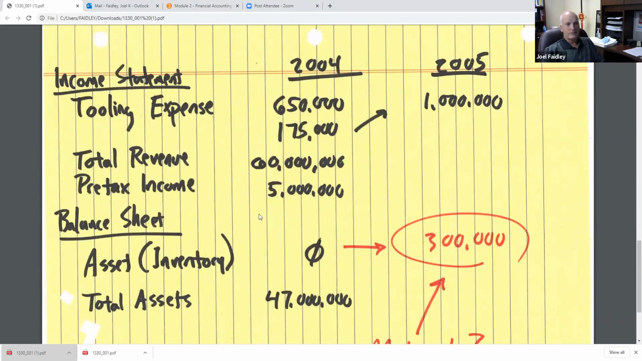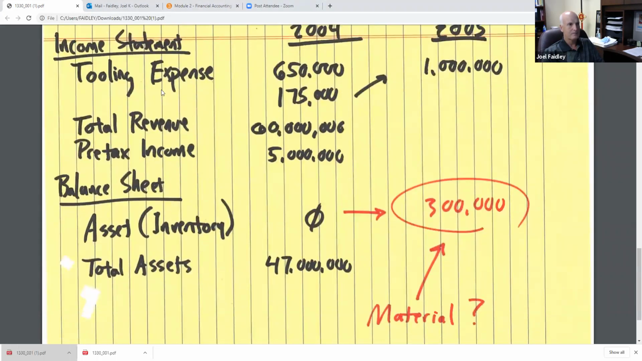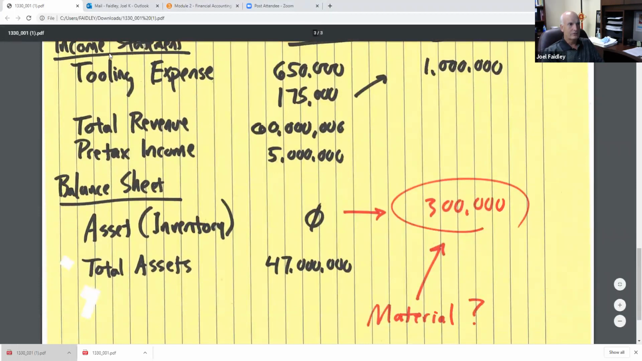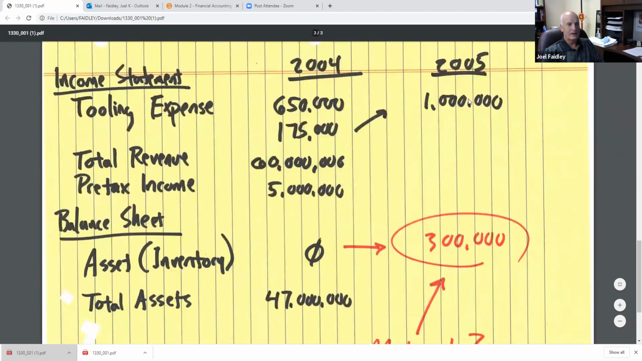What I've done is taken the information from this case for you, something that you should be able to do yourself, but I went ahead and did it to make it a little bit easier for me to explain this case. But what they have here on your income statement, $650,000, of which $175,000 actually would have been put into 2005's tooling expense. If you can read through that, you'll see what I'm referring to. They also give you some other numbers, 60 million for total revenue and pre-tax income of 5 million.